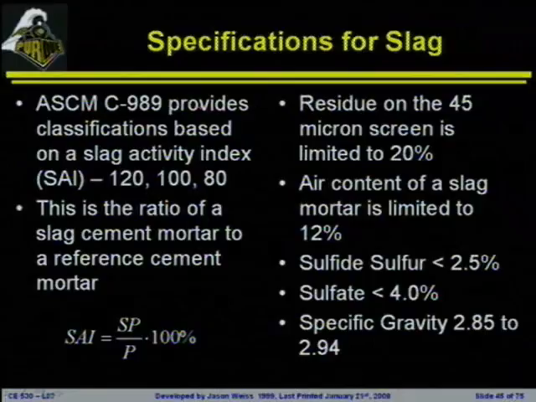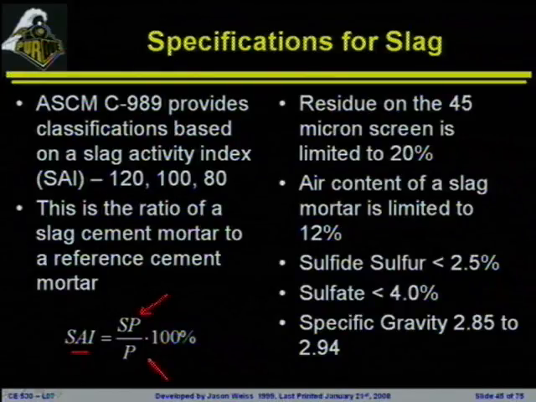ASTM C989 is a specification that you'd want to be looking at. It'll be based on a slag activity index. And the slag activity index is simply the strength of the slag material over the strength of a Portland cement times 100% at a specific age. So if you're looking for a 7-day slag activity index, it's basically giving you how does this material develop strength compared to an ordinary Portland cement.